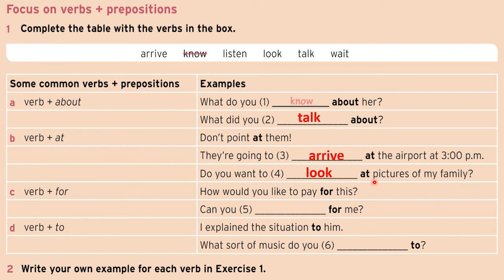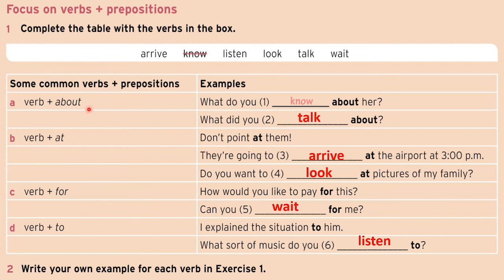Then, do you want to look at pictures of my family? Look at is to observe something, right? Then, how would you like to pay for this? Which other verb can be followed by for? That's right, wait. Can you wait for me? Then, with the verb with to, we have, I explained the situation to him. And what sort of music do you listen to? Very good.